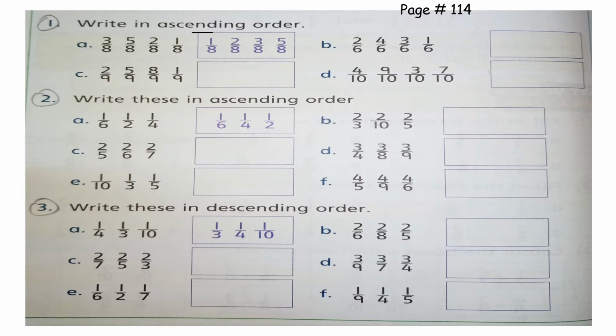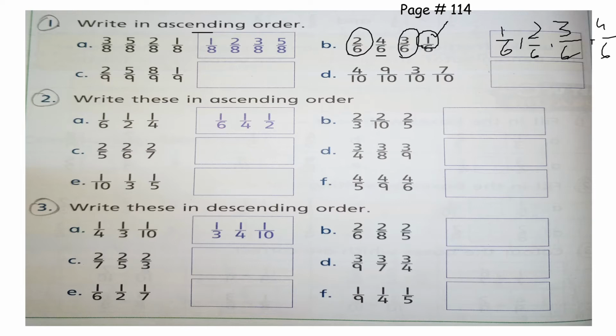So the B part is 2 by 6, which is the smallest fraction here. These are like fractions, denominators are same, so compare the numerators. Here it is 1. If it is 1 here, it means this fraction is smallest. So first we will write 1 by 6. After this 2 by 6, then 3 by 6, and then 4 by 6. So this is how these fractions will be written in ascending order.